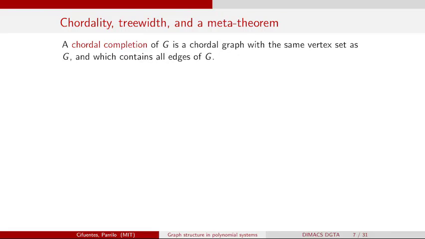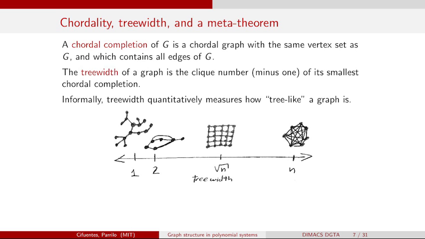So I told you there were 2 notions. One is chordality. The other one is tree width. Once we know what a chordal graph is, tree width is very easy. Because the tree width of a graph is exactly the clique number, the size of the largest clique, of its smallest chordal completion. So what I do is I look at all possible chordal completions of this, and I look at the one that has the smallest largest clique.